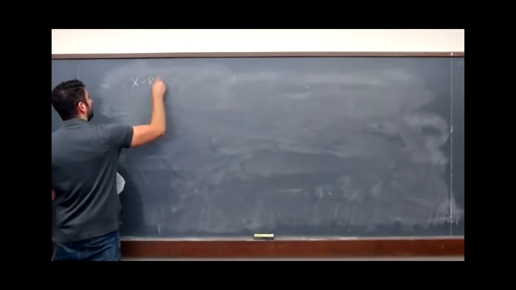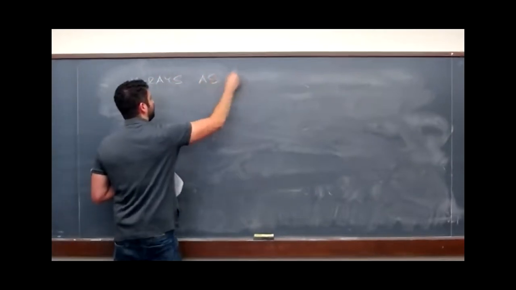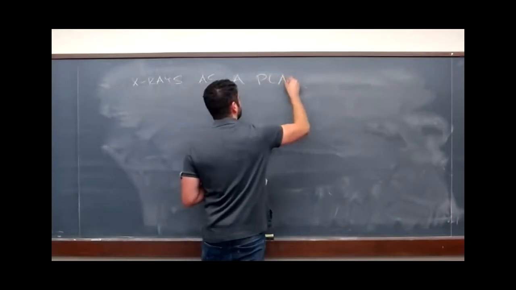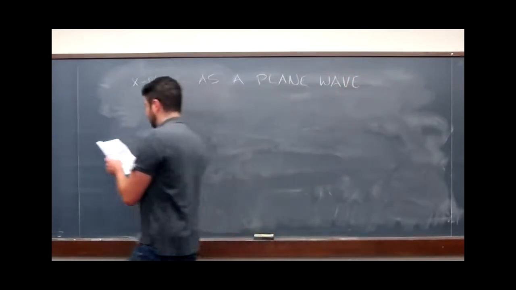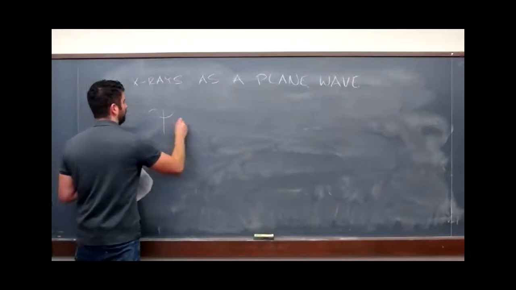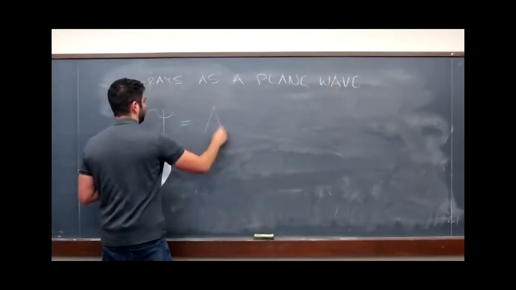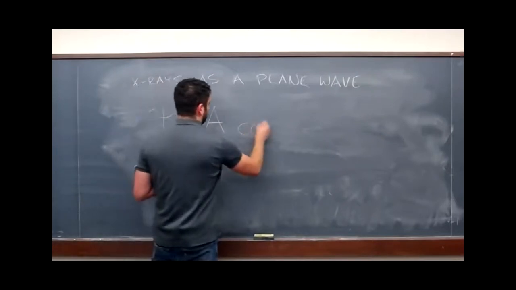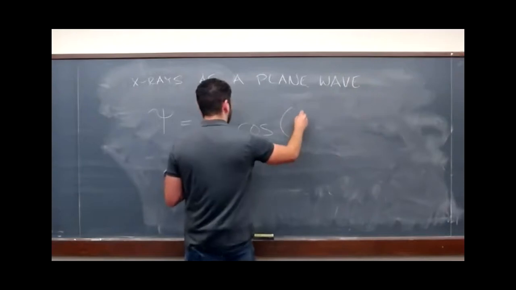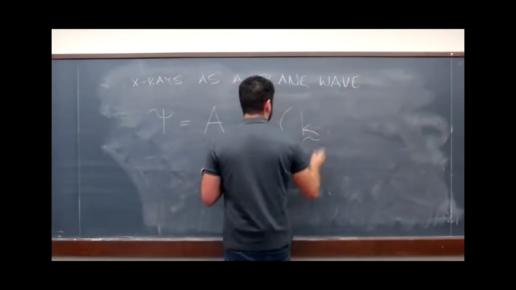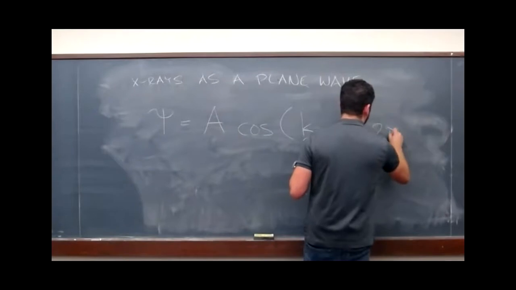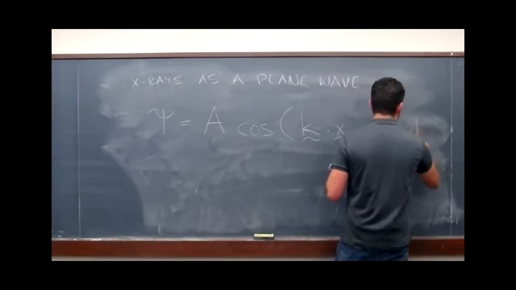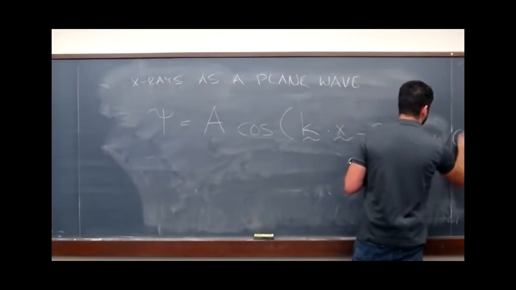So today, to start off with, we'll be treating X-rays as a plane wave. The general form of a plane wave is an amplitude times a cosine or a sine. And then we have a wave vector dotted with the current position, minus a frequency term times time, plus a phase shift.